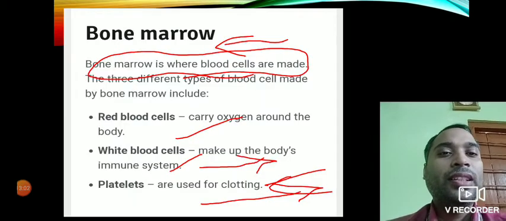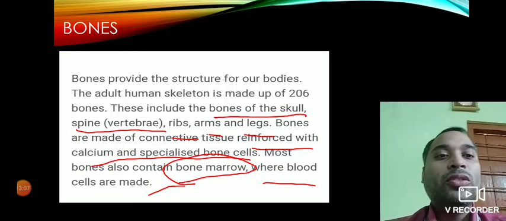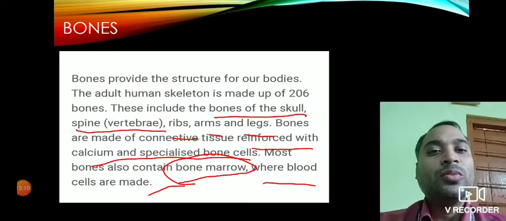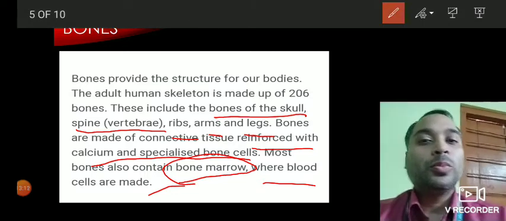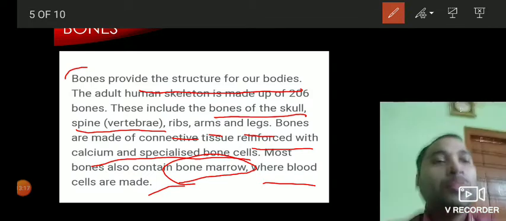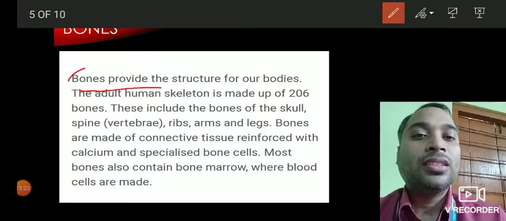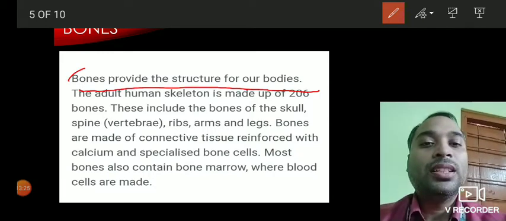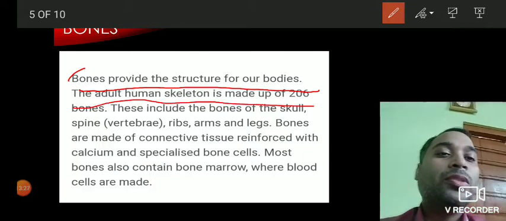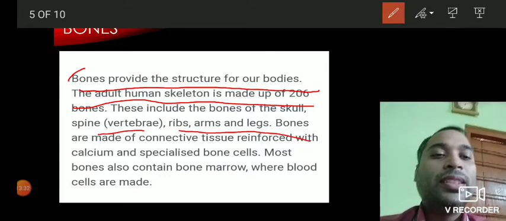Now these are some important things which we have discussed today, and in the next class we are going to discuss joints and their types. So let us underline a few important things once again. The first thing about bones you have to remember: bones provide the structure of our bodies. The adult human body is made up of 206 bones. So underline this line first. Bones provide the structure of our bodies. The adult human skeleton is made up of 206 bones, which includes the spine, ribs, arms, and legs.